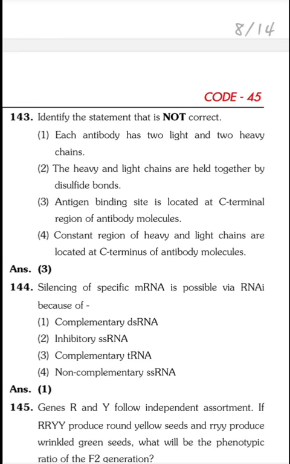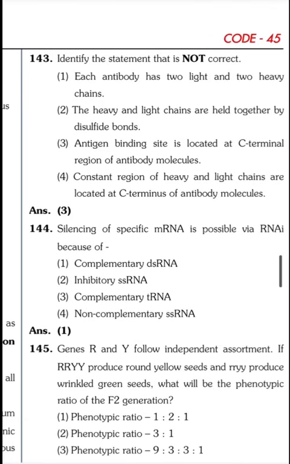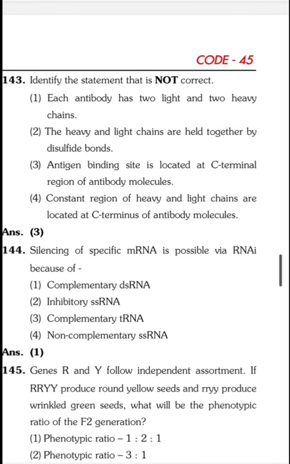So the third one is the incorrect statement. Silencing of specific mRNA is possible through RNA interference because of complementary double-stranded RNA. We have studied this in the applications of biotechnology, for example nematode control using this RNA interference strategy. It is complementary double-stranded RNA which cannot undergo translation, so a key element is not synthesized, and thus the organism dies. So this is the strategy of RNA interference.